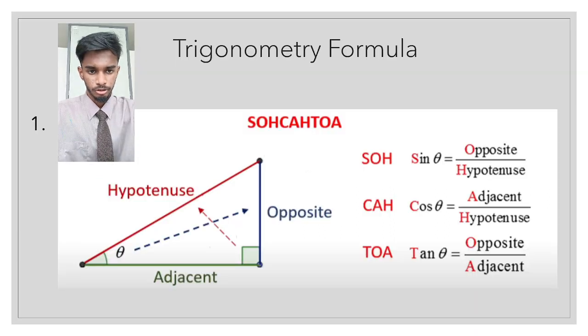Now I'm going to explain the trigonometry formulas. There are three types of formula. Firstly, sin, cos and tan. Sin theta equals opposite over hypotenuse, tan theta equals opposite over adjacent, and cos theta equals adjacent over hypotenuse. There is another simple method to remember them easily: SOH, CAH, TOA.